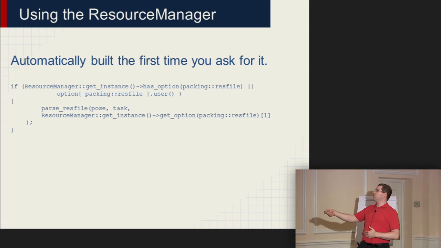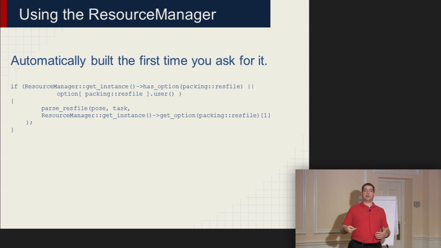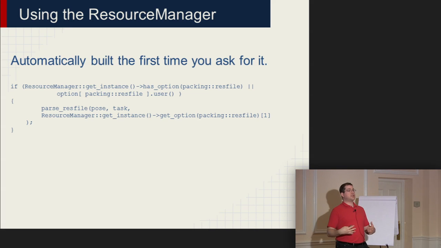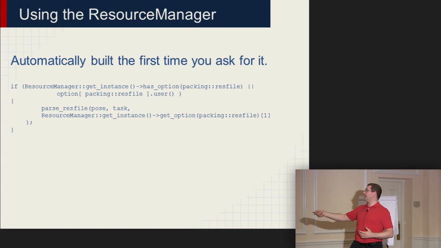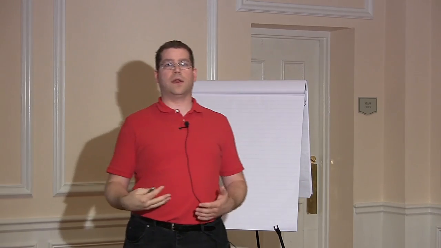And if yes, we can parse the res file, and then we call the resource manager to get the option for this packing res file. And the resource manager for options is specialized enough, and it knows that it can go to the options command, so it's the command line. So you can either specify it with a resource manager XML script or on the command line, and this get option will get the appropriate value for it.